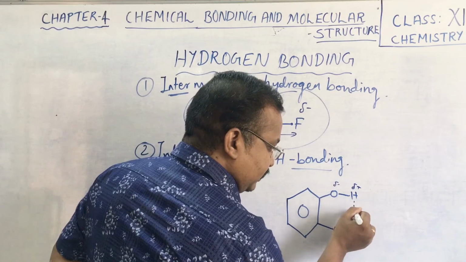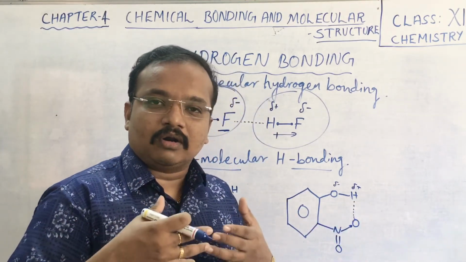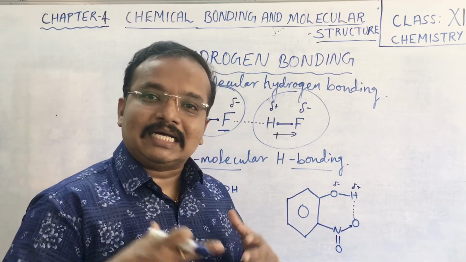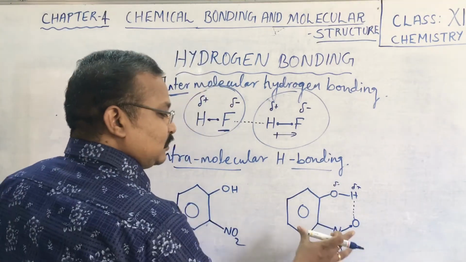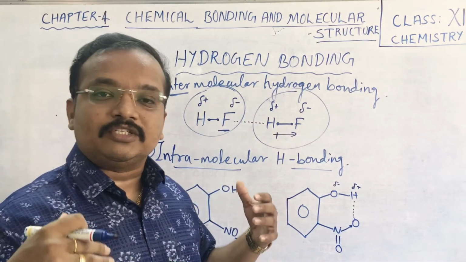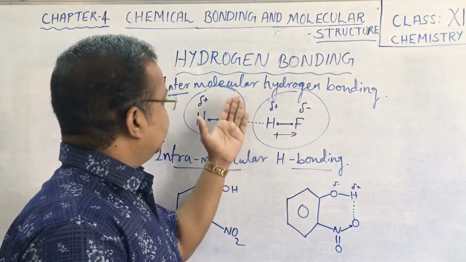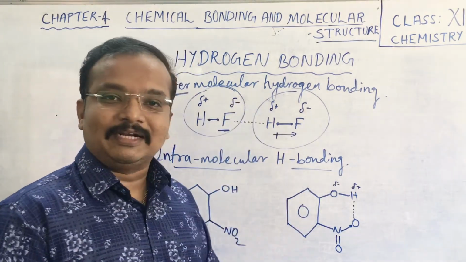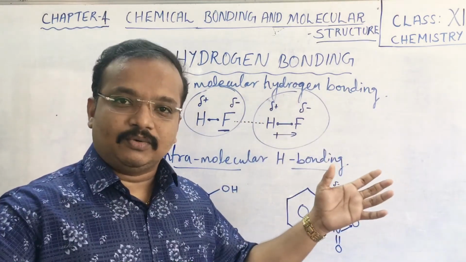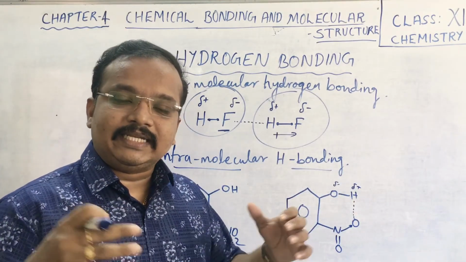So between this hydrogen and oxygen there is a bond or some sort of attractive force generated, and that makes the molecule a cyclic structure. That is the case in intramolecular hydrogen bonding. That is how it forms the intramolecular hydrogen bonding. So the difference is that intermolecular hydrogen bonding takes place between molecules, whereas intramolecular hydrogen bonding takes place within a molecule itself.